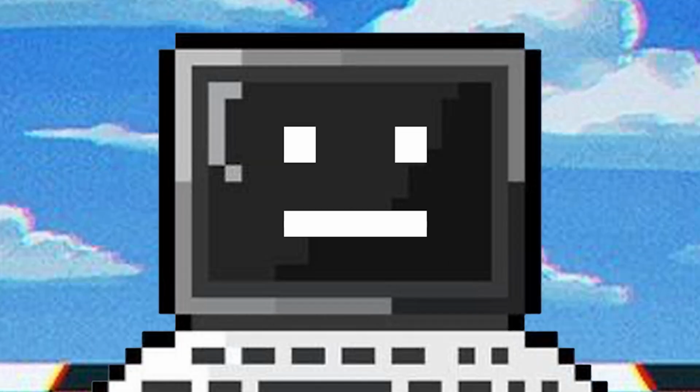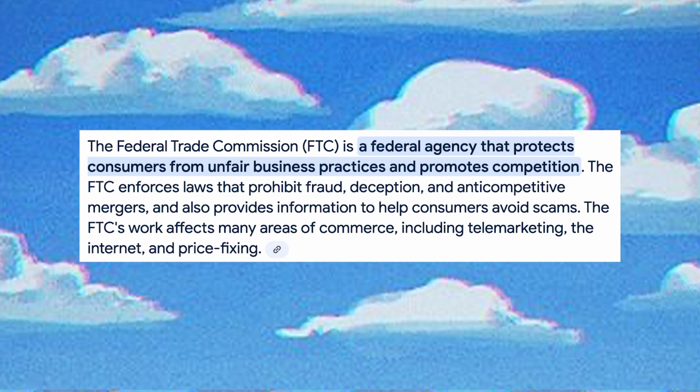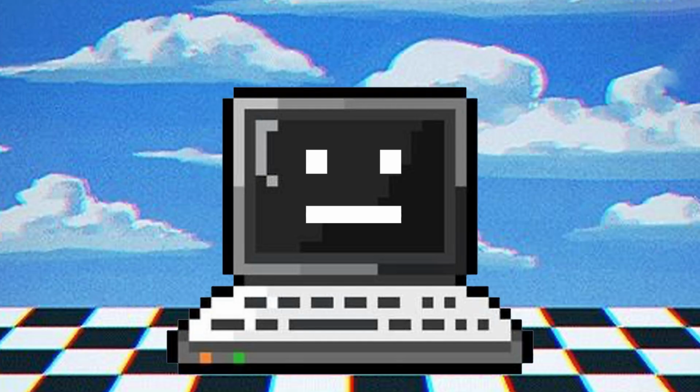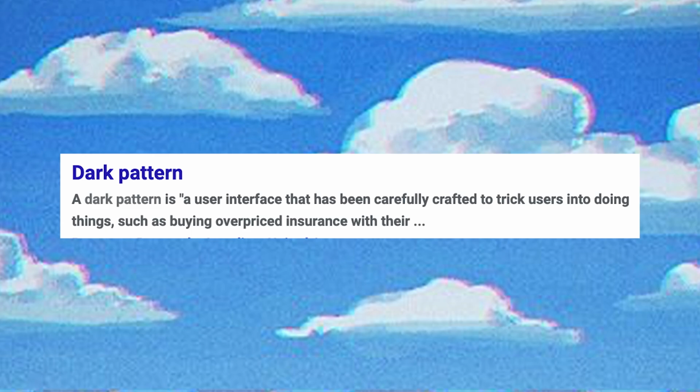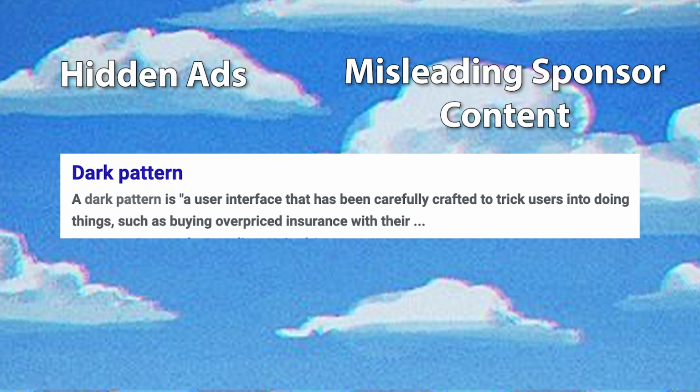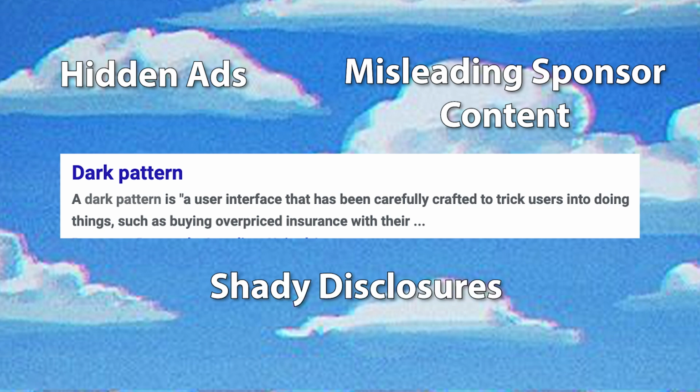First off, WTF is the FTC. The Federal Trade Commission is basically the government's watchdog. It keeps companies from pulling a fast one on us. They make sure businesses and influencers play fair and don't trick you into buying or engaging with something under false pretenses. And believe me, advertisers have a lot of tricks up their sleeves, often referred to as dark patterns. You know those sneaky moves like hidden ads, misleading sponsored content, and shady disclosures that are so buried you need a magnifying glass to spot them.